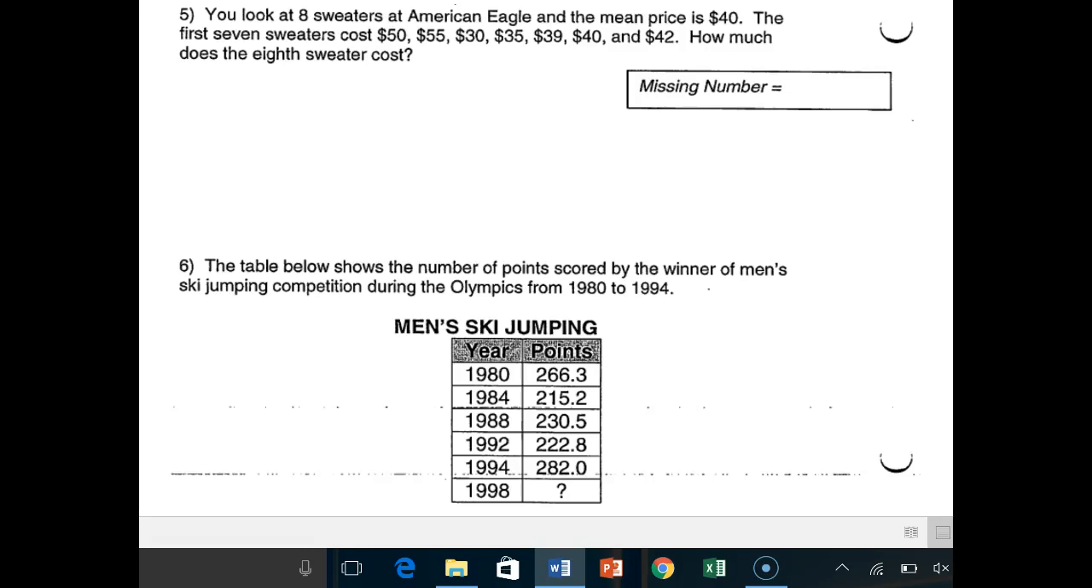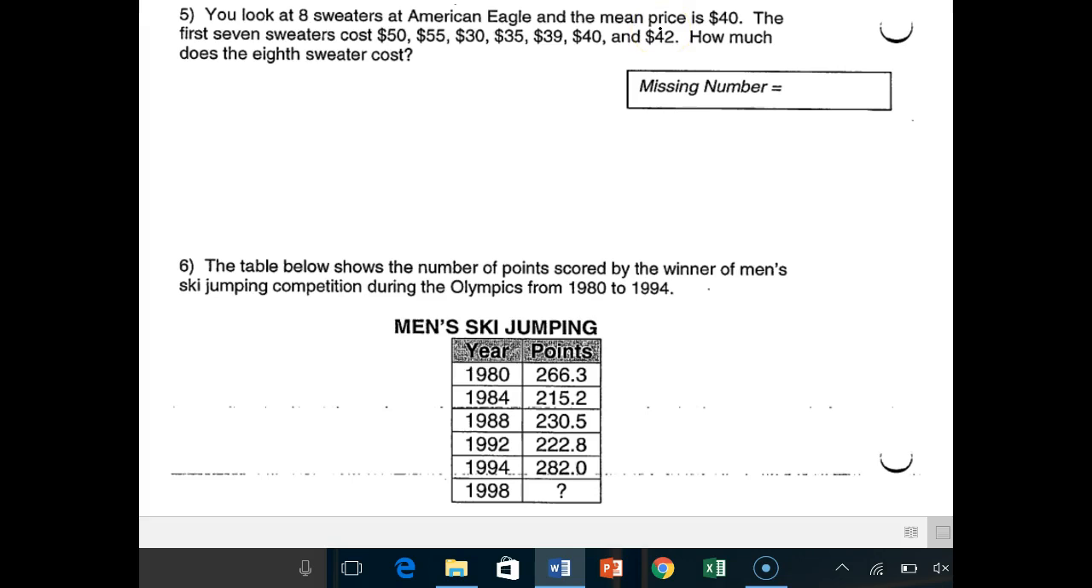Here's 9.5 part 2. So we have problem number 5. You look at 8 sweaters at American Eagle. The mean price is $40. The first 7 sweaters cost $50, $55, $30, $35, $39, $40, and $42. How much does the 8th sweater cost?